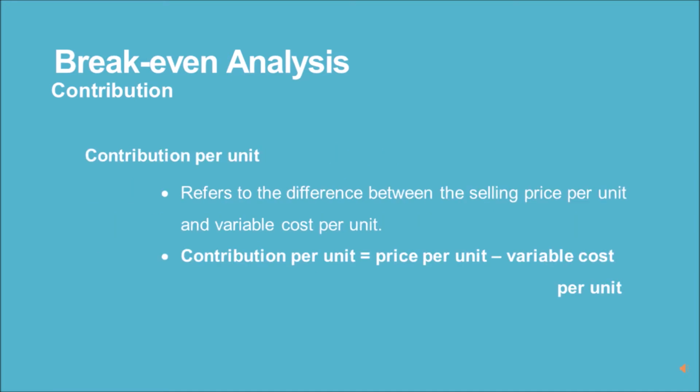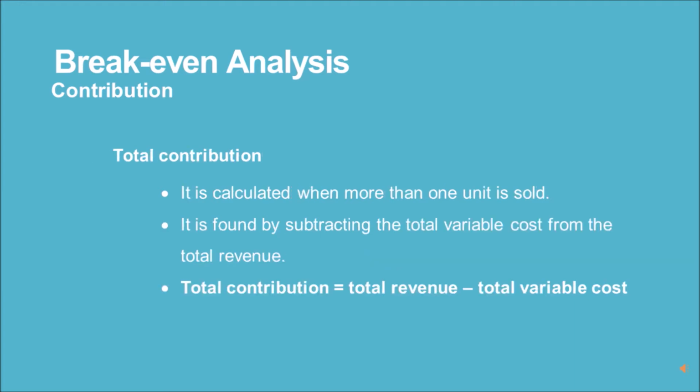Contribution per unit refers to the difference between the selling price per unit and variable cost per unit. Contribution per unit equals price per unit minus variable cost per unit. Total contribution. It is calculated when more than one unit is sold. It is found by subtracting the total variable cost from the total revenue. Total contribution equals total revenue minus total variable cost.